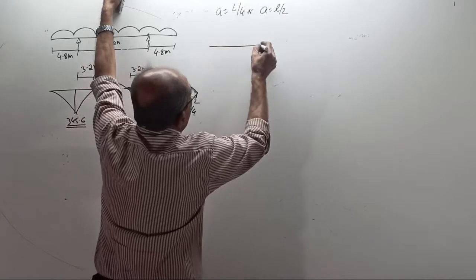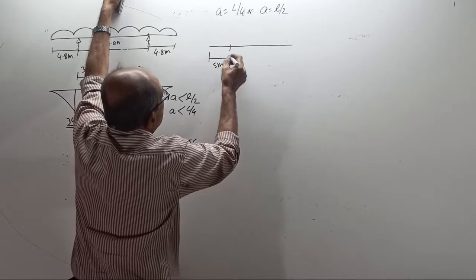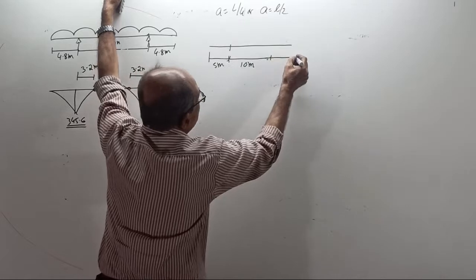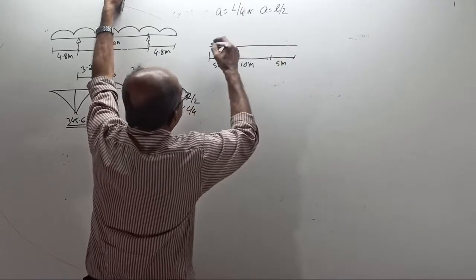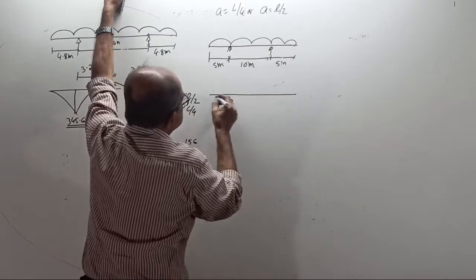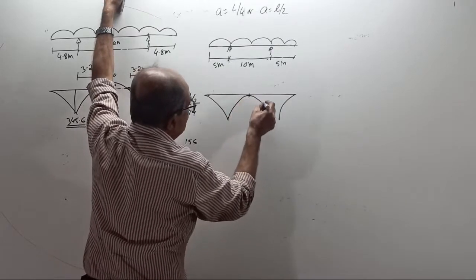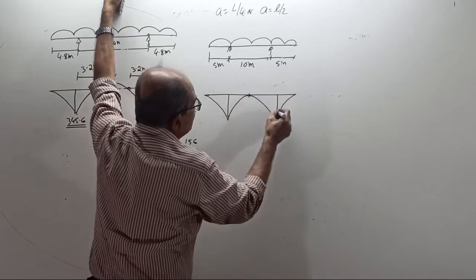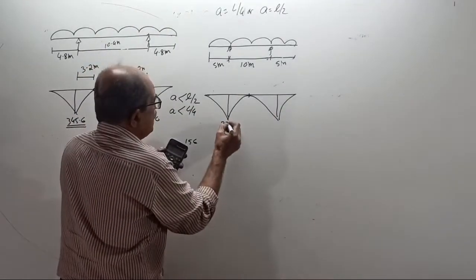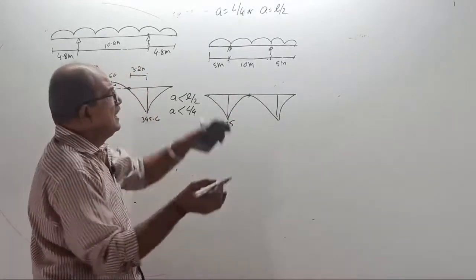Then unique value, anybody can tell, this is 5 meter, this is 10 meter, this is 5 meter. Now what will happen is your BMD will come, here 0 will come, it will come this way. Now this BM is 375 kilonewton meter. Okay. Now there is no point of contraflexure, BM 0.